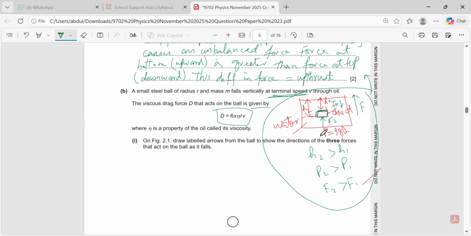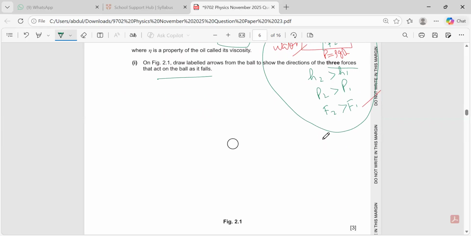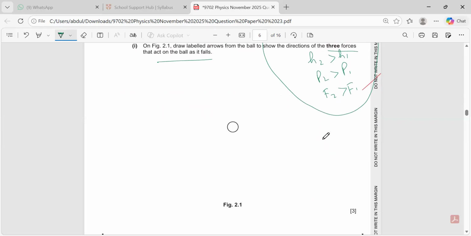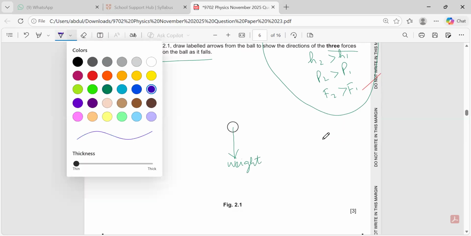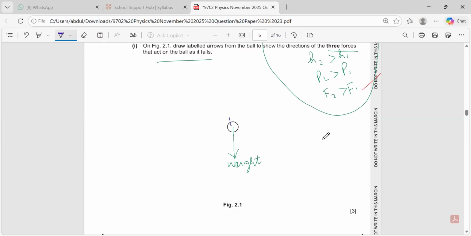On figure 2.1, draw the labeled arrows from the ball to show the directions of the three forces that act on the ball. So, first of all, my dear sons, 3 marks are there, and you can do it in 10 seconds. Weight is always downward. Then we also know that upthrust is always upward. Upthrust is always upward. And then drag force.